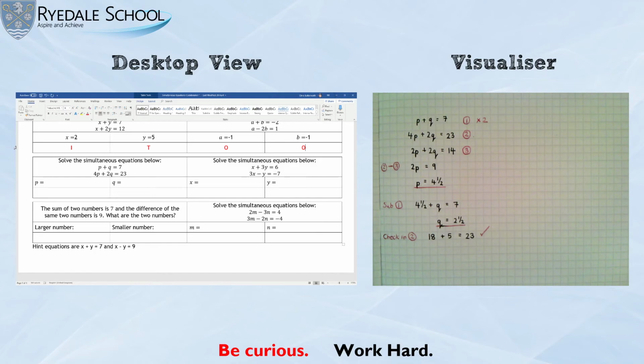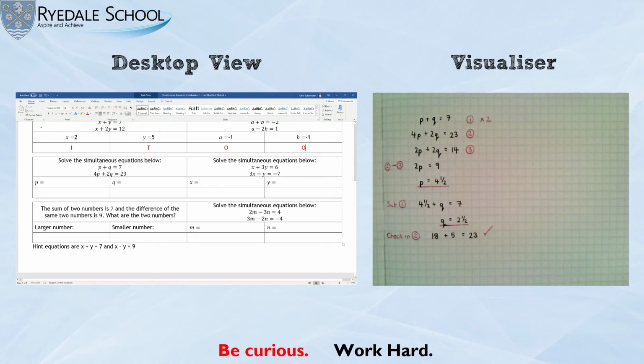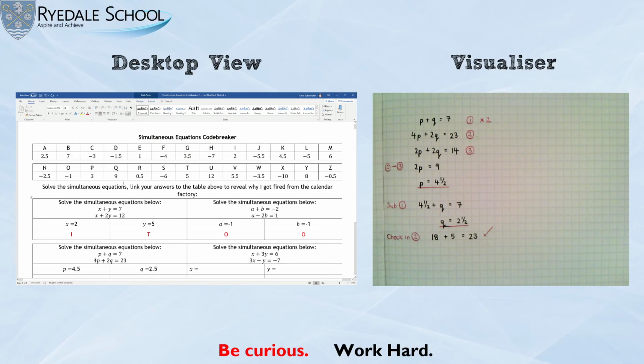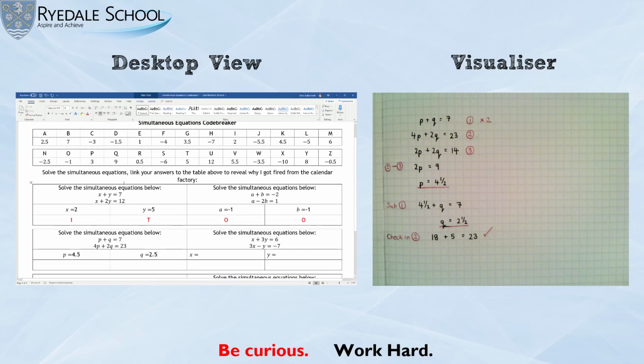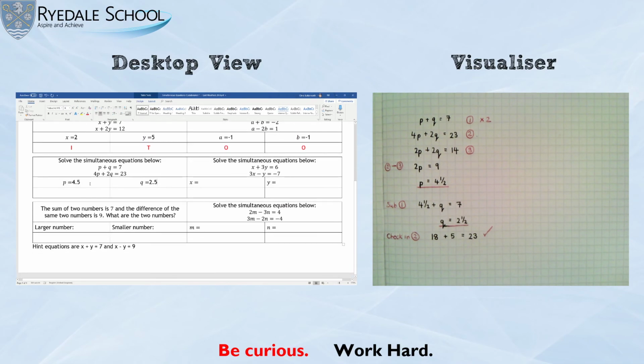Okay, so I've now worked out the values of p and q. 4.5 for p, let me just type that in. And q is 2.5. So again, if I scroll back up, I can see that k is 4.5 and 2.5 is a. So k and a.